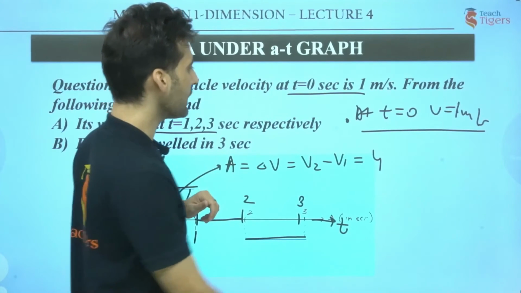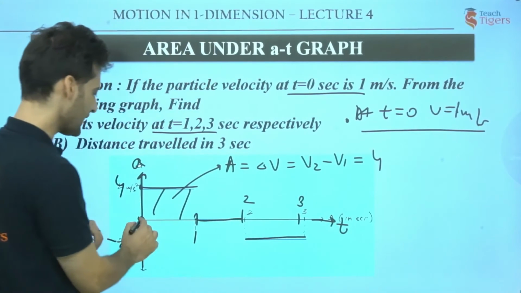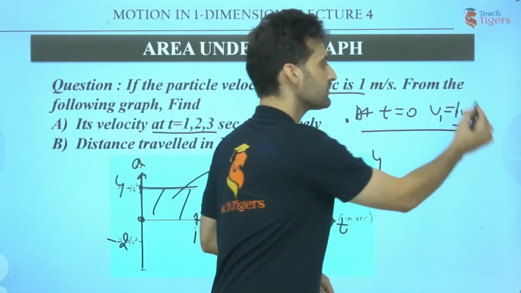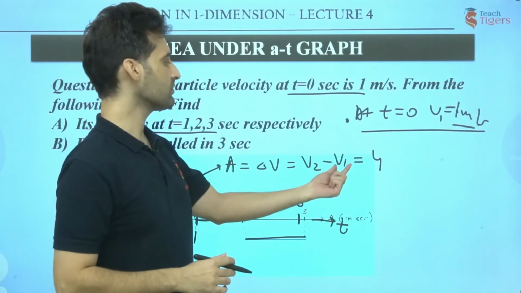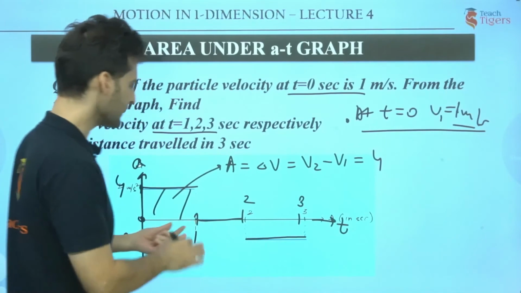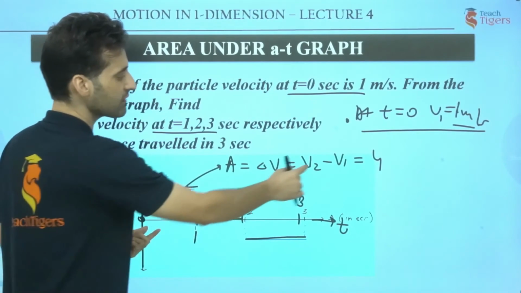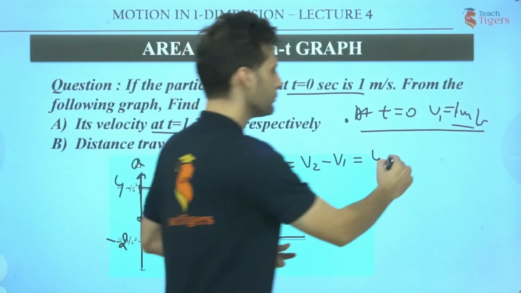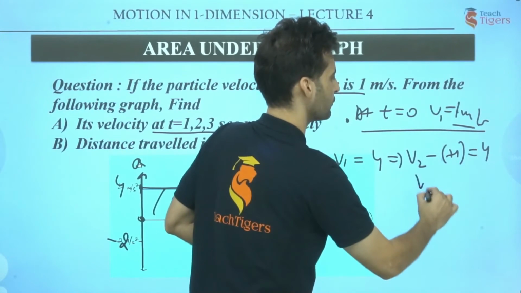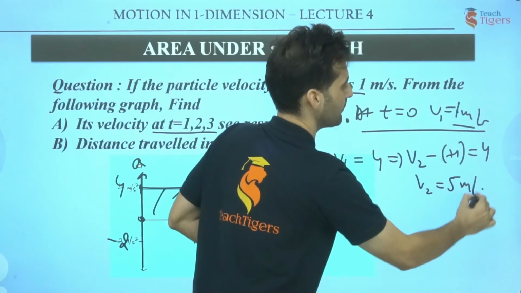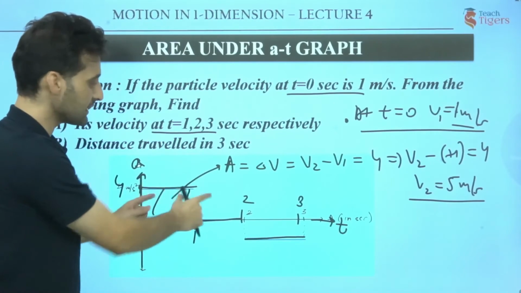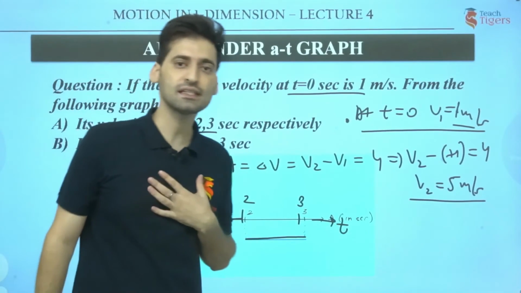Now what is v1? V1 means initial velocity, at t equal to 0, and v1 is given as 1 meter per second. Final velocity at 1 second will be v2. So v2 minus v1, that is v2 minus 1 equals 4. So v2 that I will get will be 5 meter per second. Please try to understand, this area gives me the change. This area does not give me the velocity. Velocity नहीं देता है, change देता है.